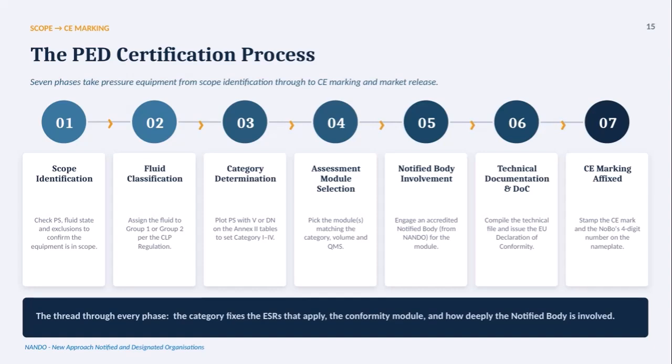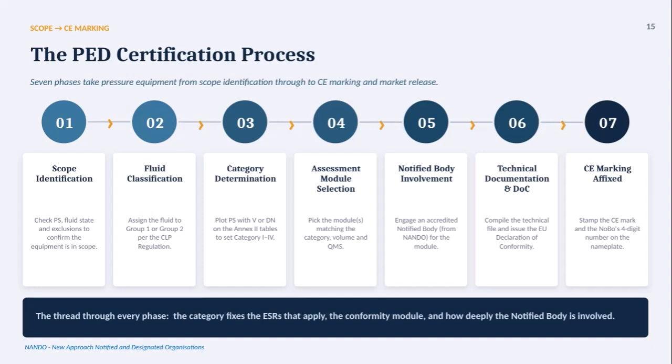Here, we check the maximum allowable pressure, the state of the fluid, and any specific exclusions to confirm whether the equipment falls within the PED's requirements. Next is fluid classification. The fluid is assigned to either Group 1 or Group 2 based on the classification, labeling and packaging regulation. Following that, we determine the equipment category.